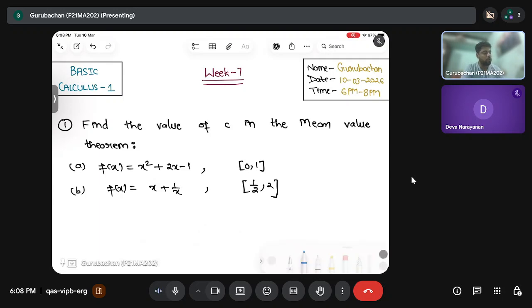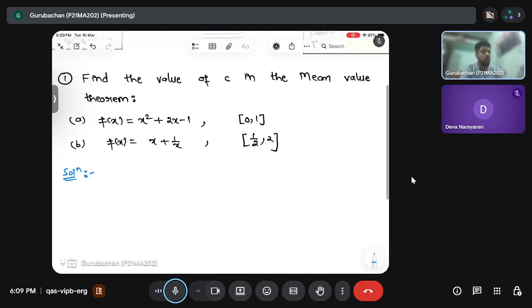Now first of all the question arises whether these functions satisfy the hypothesis of the mean value theorem or not. So first of all we have to decide whether these functions satisfy the hypothesis of the mean value theorem. So let me recall what is the mean value theorem.